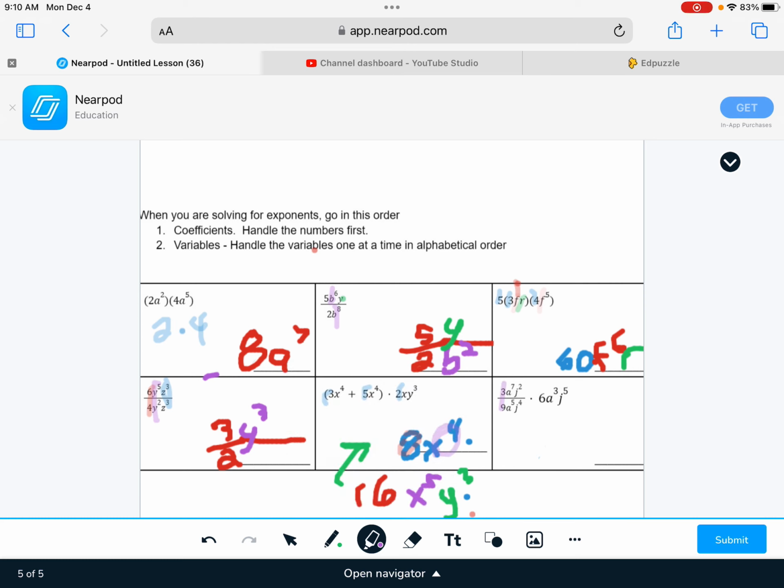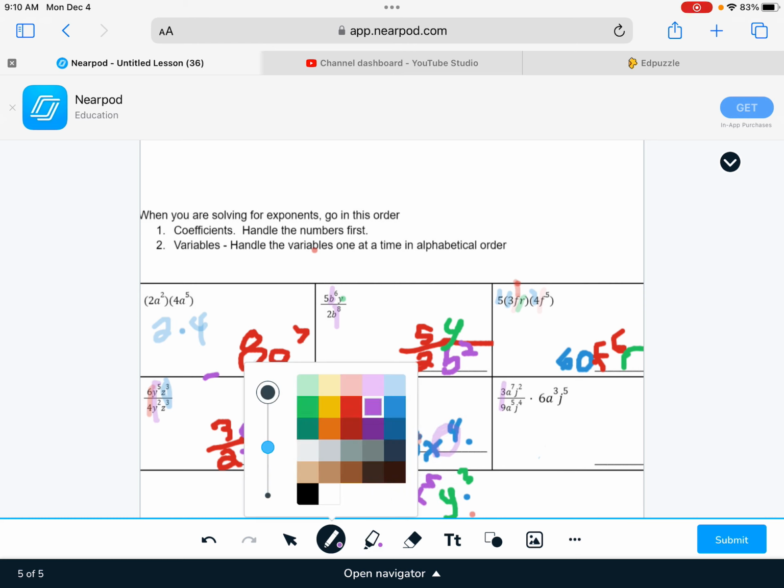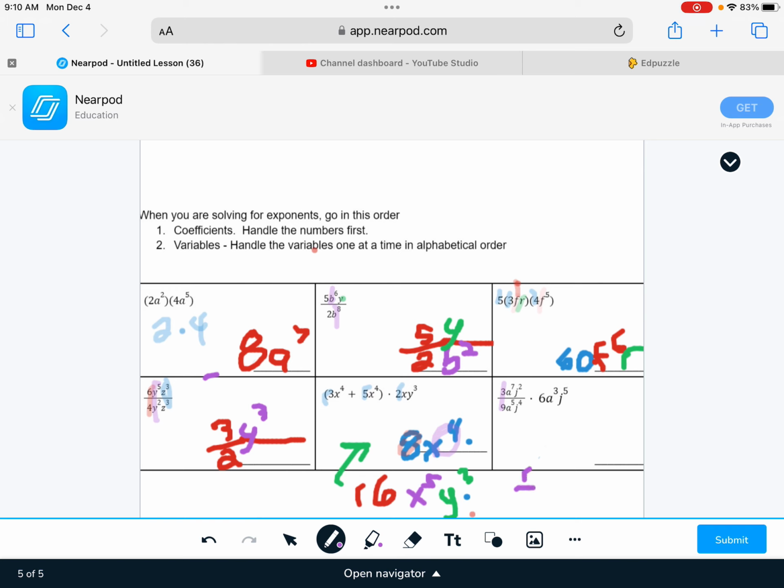3 over 9, that is going to reduce to give me 1 over 3. I can start combining my a's by canceling them. I'm going to cancel them out because I'm dividing. I have 5 of them on the bottom and 7 of them on top. That means I have more on top, which means I'm going to have some a's left over. 2 of them to be exact, because if I cancel 5 out of the top and 5 out of the bottom, that leaves me with 2 left on top.